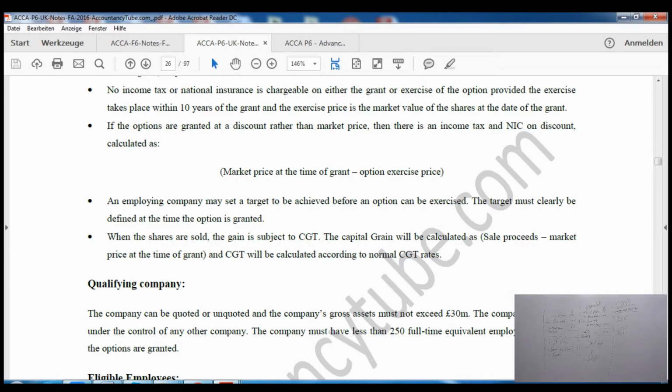If the options are granted at a discount rather than market price, now what was the rule for the previous ESOP company? You cannot give the discount. It will be 100% of the market value. What was the rule in the ESA scheme? 80% of the market value. Whereas in this one it says you can give the discount, but if you give the discount, there will be a tax charge. So there will be a tax benefit. So it will be market value at the time of grant less option exercise price. So whatever the difference is, that will be the benefit.